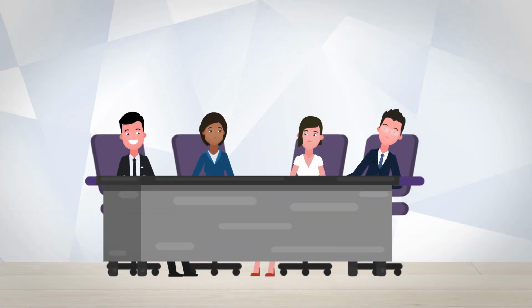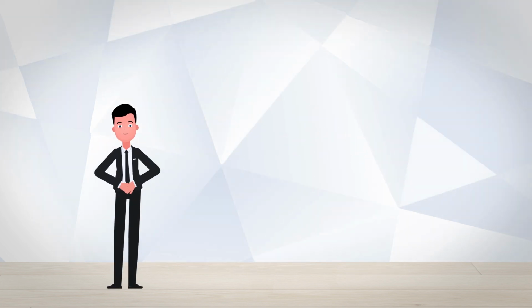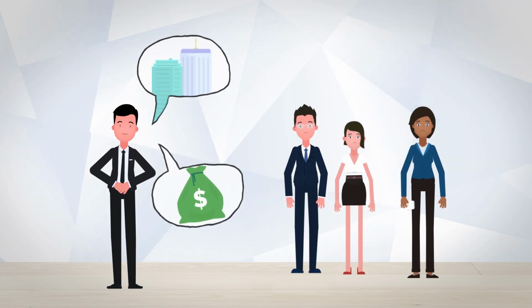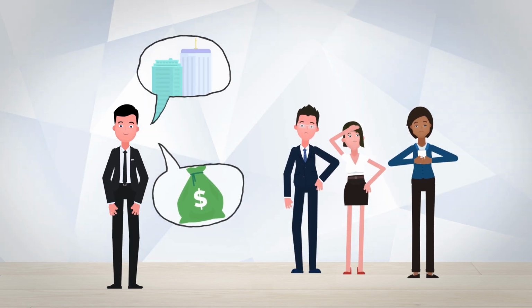In associations, board members or committee members may find themselves in a conflict of interest. This arises when the interest of a board member or committee member has the potential to be at odds with the interests of the association. That is, the member could personally benefit from the board's decision.